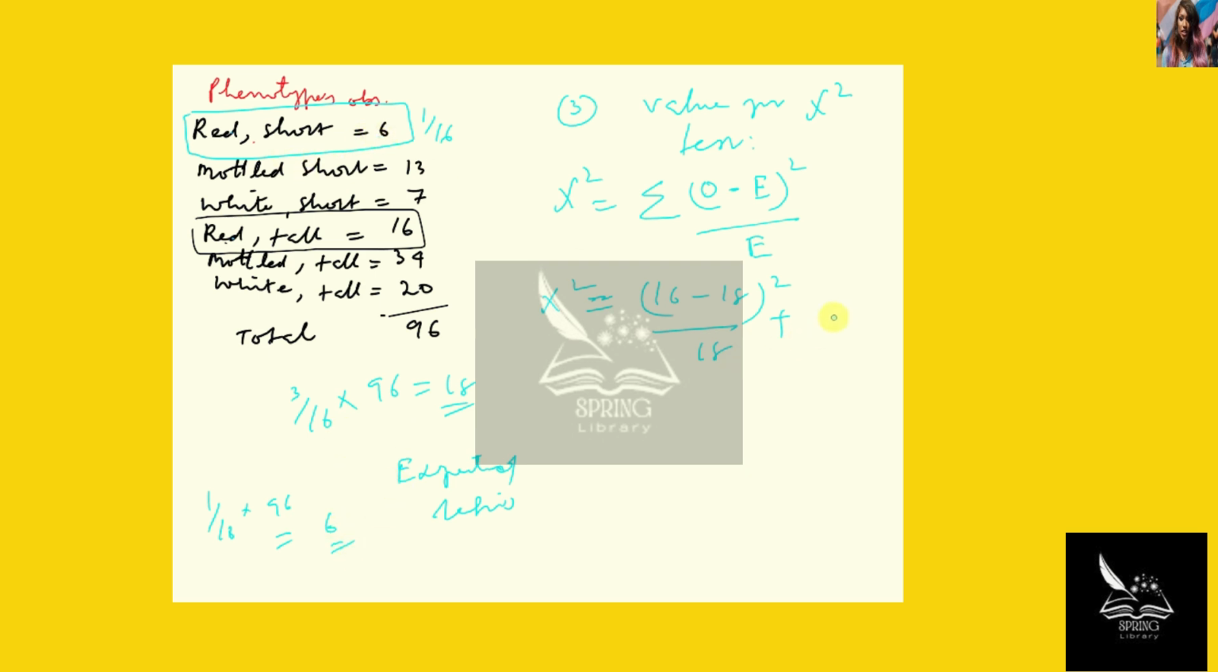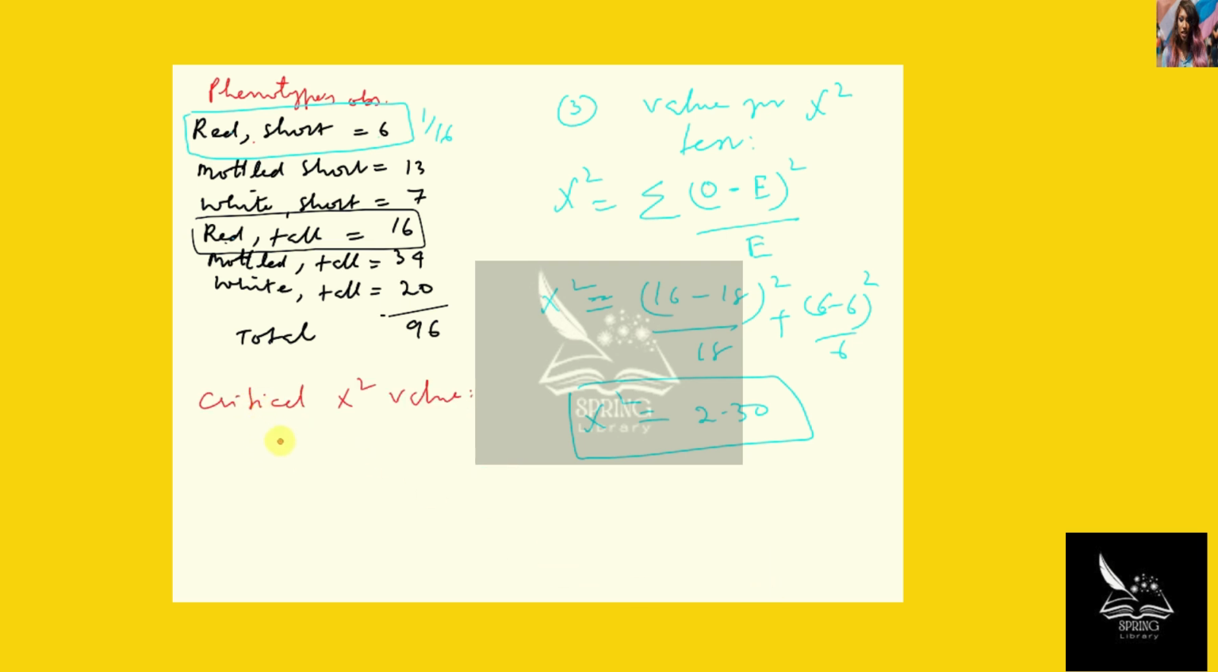Observed number is also 6. So it will be 6 minus 6 squared upon 6, and we can go on adding each and every category here in this formula, and the chi-square will come out to be roughly 2.30. This will be the calculated chi-square value.